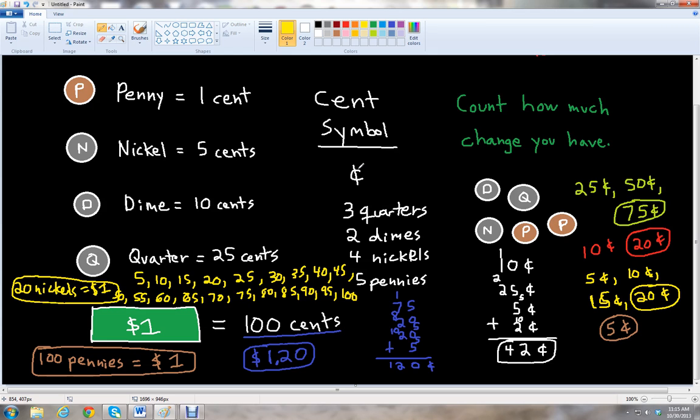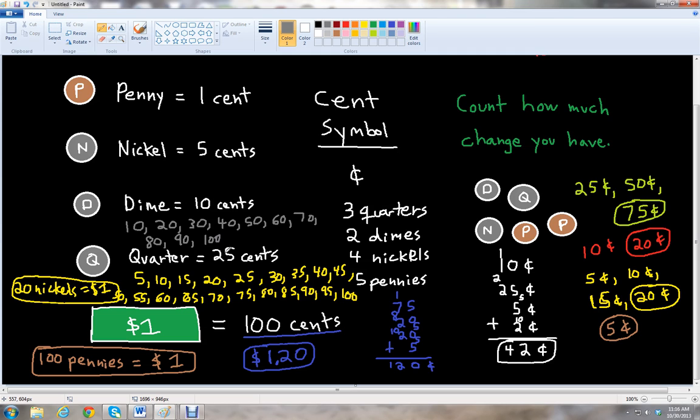Now, how about for the dimes? We know that a dime is worth 10 cents. So we'll just count by 10. So we'll have 10, 20, 30, 40, 50, 60, 70, 80, 90, and 100. So we stop there on the dimes. So we have 100 cents.